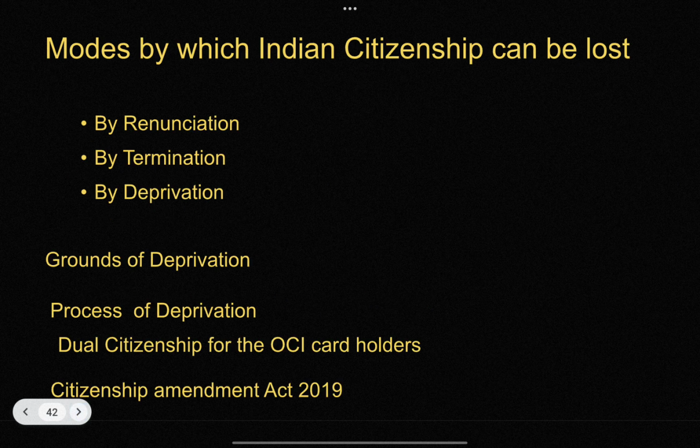Indian citizenship can be lost by 3 modes. First, by renunciation, second, by termination, and third, by deprivation. We are going to understand these 3 one by one. The very first is renunciation.